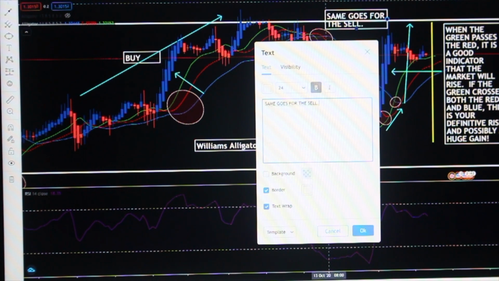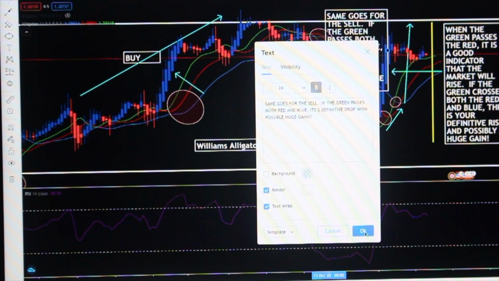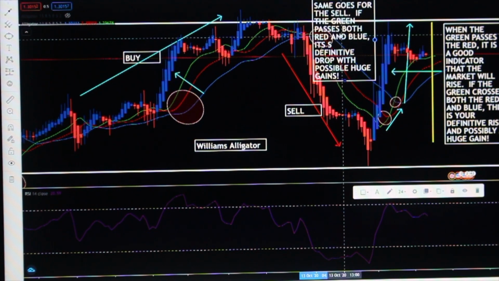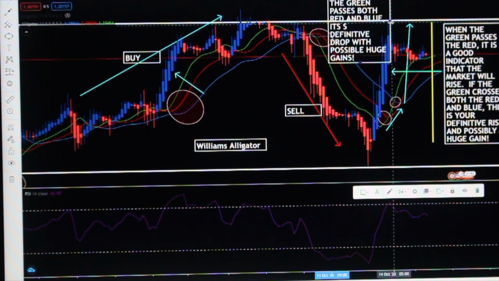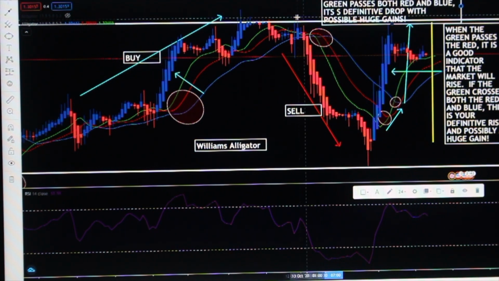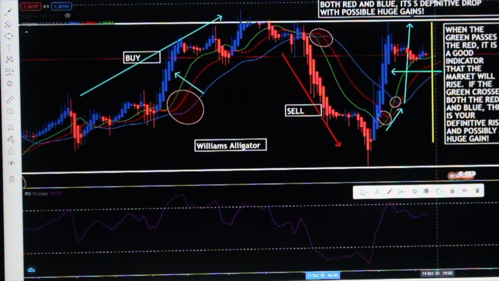Now take a look at this sell. It's exactly the same scenario. Before this big drop, it crossed the red and the blue, and it just went down another almost 200 pips. So this just goes to show that when you utilize these key indicators at this point, it's your alligator. You can clearly see where the market is going, but also the potential of huge gains, huge drops, huge rises. This is how you do it, and those are the key things to look out for.